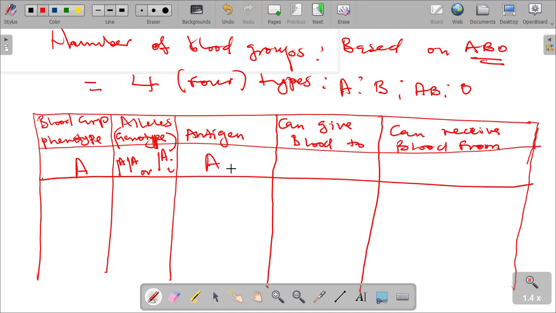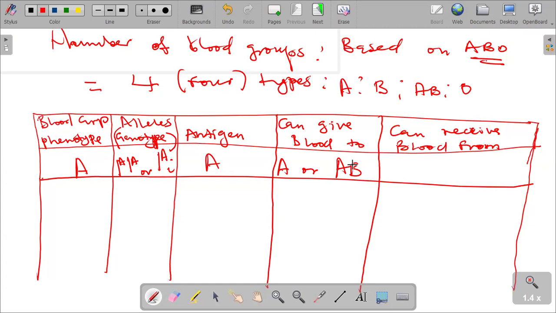So what we are saying is that we have got antigen A that is produced by blood A, and this person can give blood to people with blood A or people with blood AB, because he produces antigen A. The idea is that people with these blood groups already produce the antigen A, so their blood can recognize the new antigen A that is produced by the blood being donated.